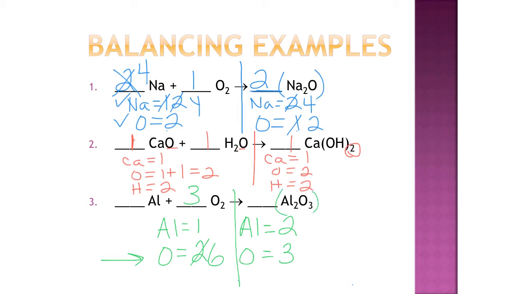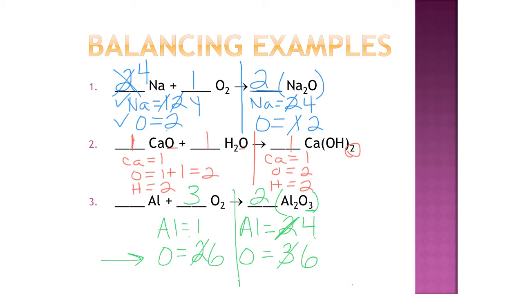It's in parentheses, and if you want to put that in parentheses to make it easier for you, go for it. Okay, I've got 3 O's. If I know I need to get to 6, I've got to put a 2 here. So that would give me 2 times 2 for aluminum, so 4 for aluminum, and 2 times 3, so 6 for oxygen.